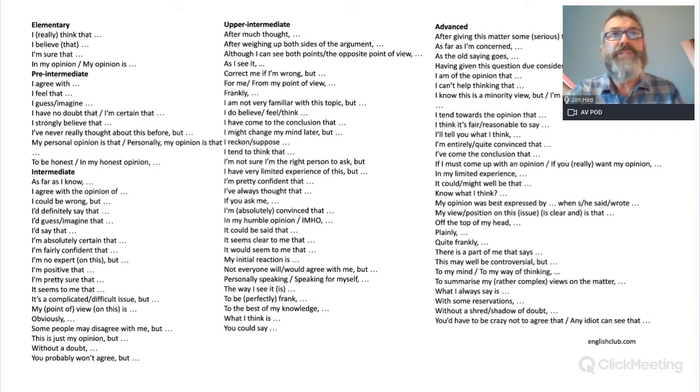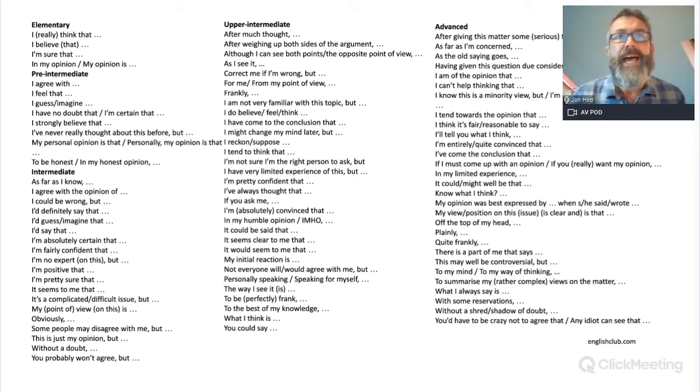Interesting how some language is divided by level. So, in my opinion, is elementary. As I see it, is upper intermediate. As far as I'm concerned, is advanced. I'm not sure why, whether because as far as I'm concerned is a bit more difficult to articulate, that's an advanced form. I don't know. We've also got a lot of these phrases like frankly, obviously, to be honest. So we've got to be honest down at pre-intermediate, obviously at intermediate, frankly at upper intermediate, and quite frankly at advanced.